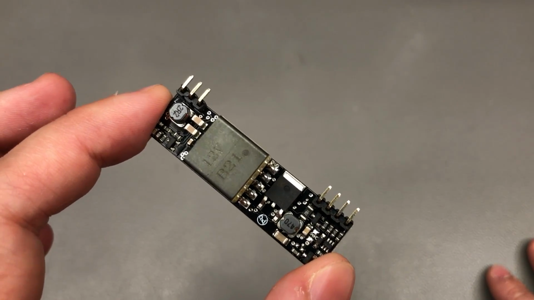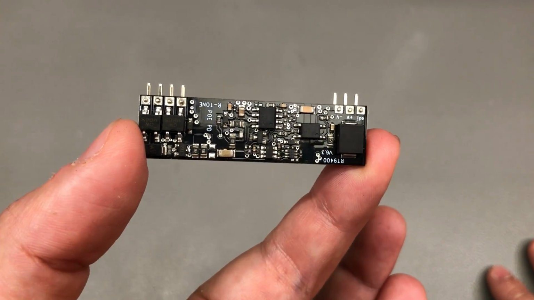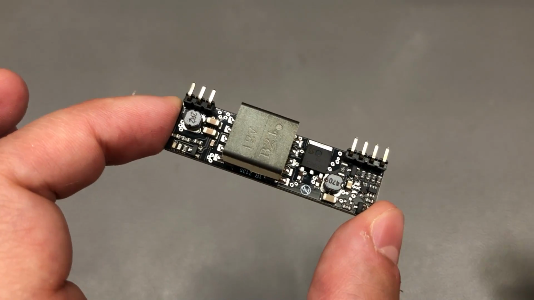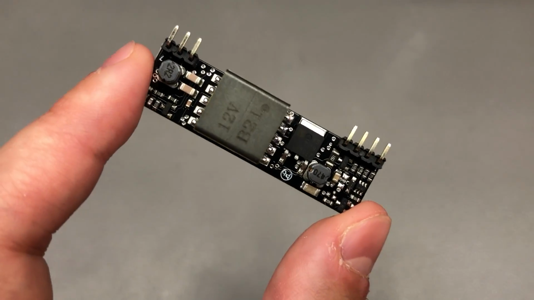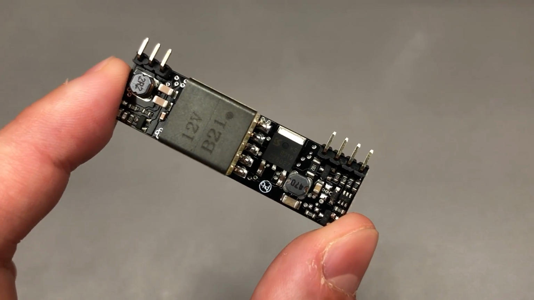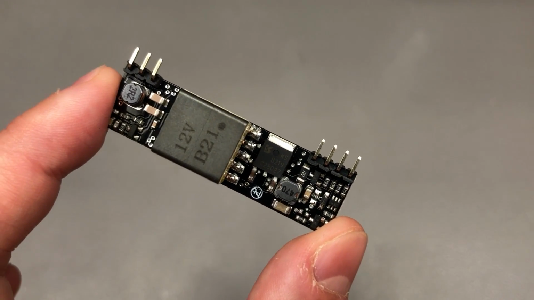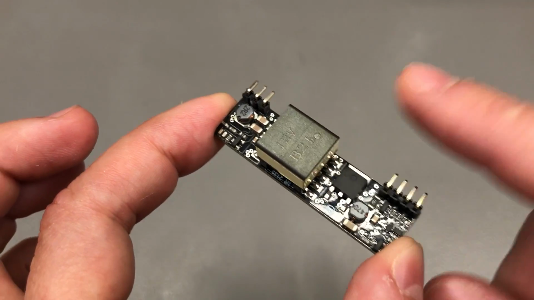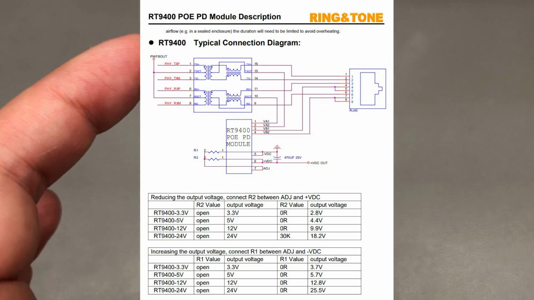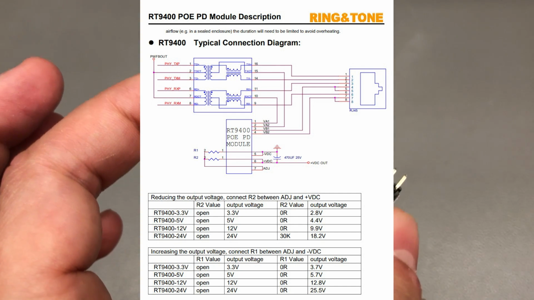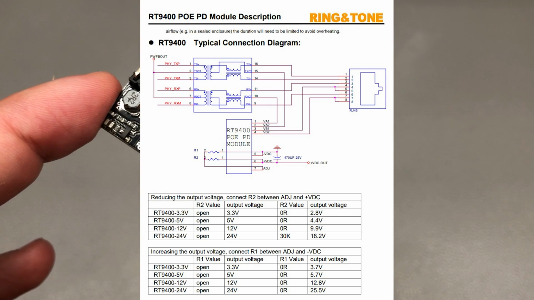Obviously one that supports the 802.3AF standard, and this particular version that I have here will negotiate and output an isolated 12 volt rail with the help of this transformer up to a maximum of 12 watts, so that would be 1 amp. But there are also variants that can output 3.3 volt, 5 volt, or 24 volts for example.